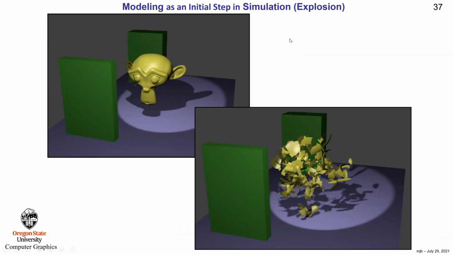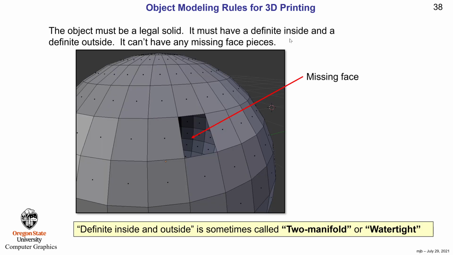Of course, modeling can feed simulations. Here's an explosion. Kaboom! Exploding monkey. We'll talk about 3D printing in more depth, but I wanted to mention it just a little bit here while we're talking about geometric modeling.